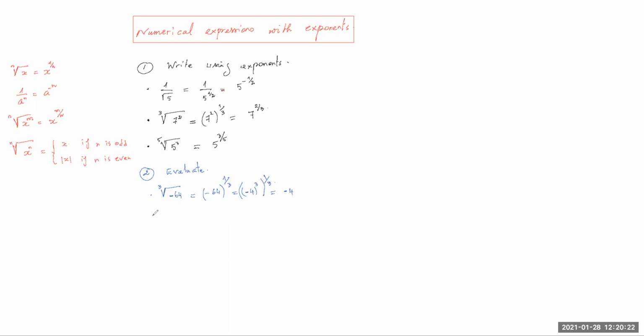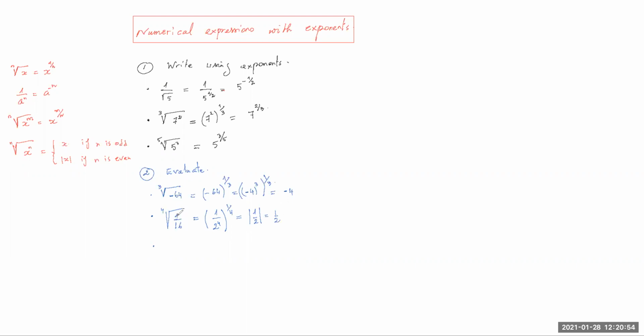What else? Now, what about this one? 1 over 16. I remark that my n is 4, an even number, so I need to have a positive number, otherwise it's not defined. So we can write 1 over 16 as 2 power 4, everything power 4, so it will be the absolute value of 1 over 2, which is 1 over 2.